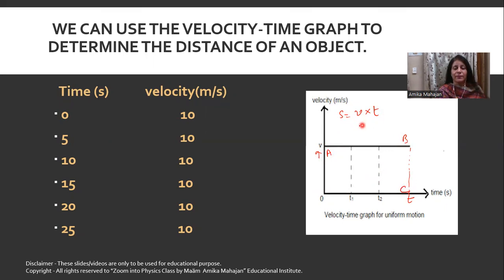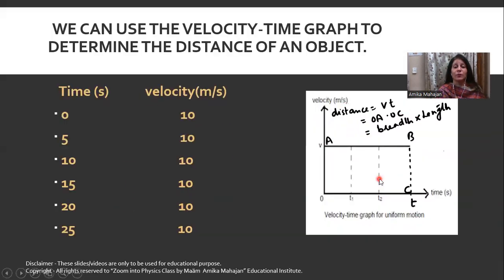How is it representing area under the curve? Because distance is speed into time. Here what is speed? OA. And what is time? OC. What is OA? It is breadth. What is OC? It is length. So breadth into length, that is area under curve AB, or you can say area of this rectangle, OABC. So by taking area under the curve, we can find distance using velocity time graph.